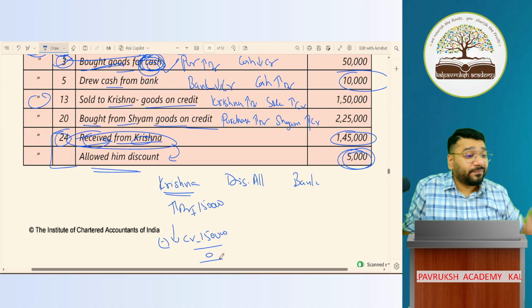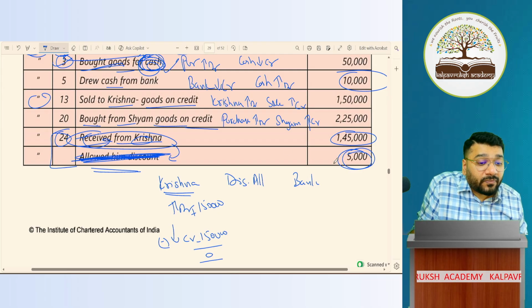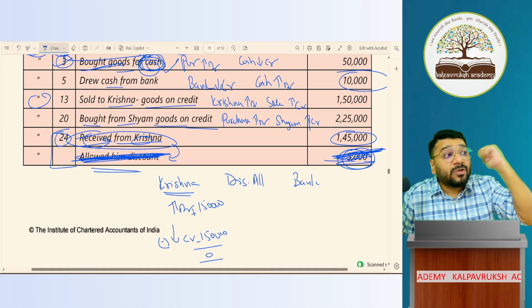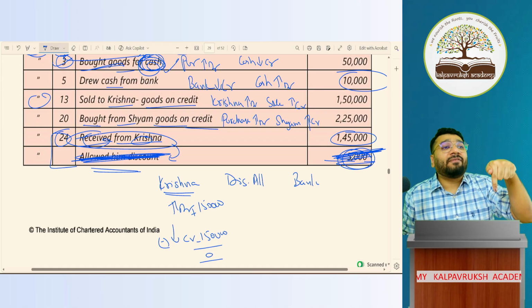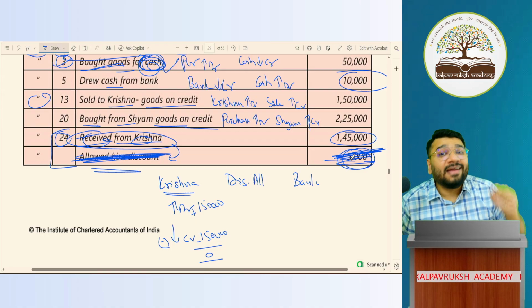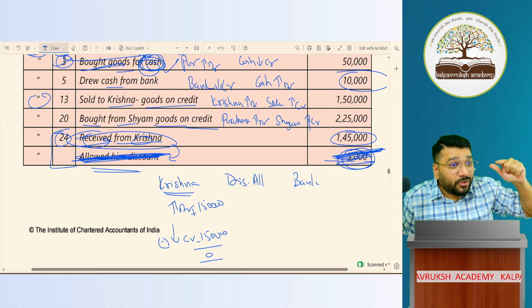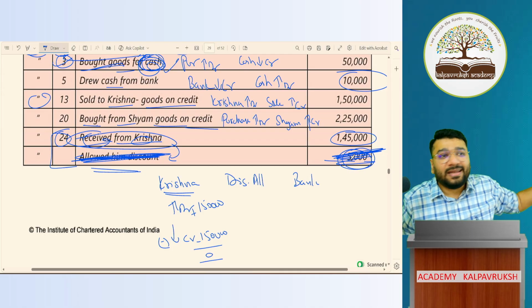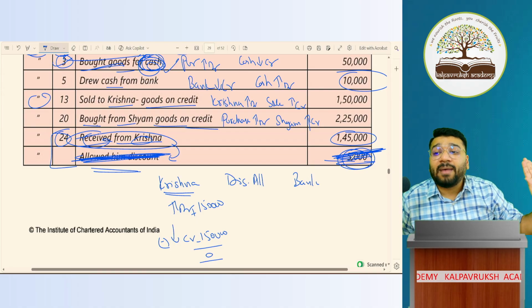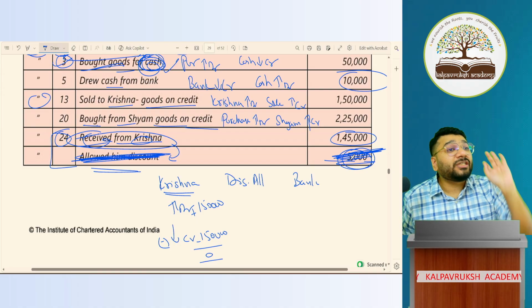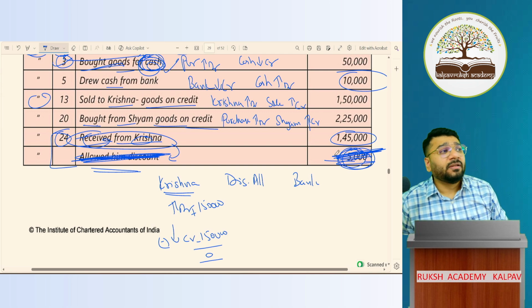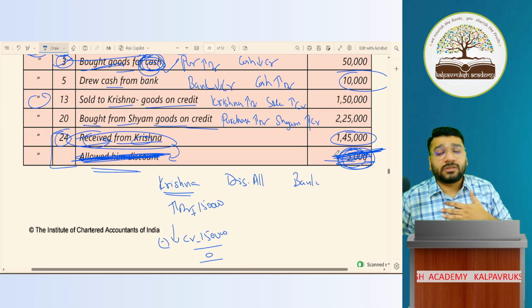Had they told only 145 is received, with no mention about discount, then how much will I credit in Krishna's account? Only 145. The balance of the ledger would be 5,000, which means I have to collect this 5,000 from Krishna in future. Got it? Not got it? But here will I collect it? No. So I have to close Krishna's account fully by 150. So credit Krishna by how much? 150.